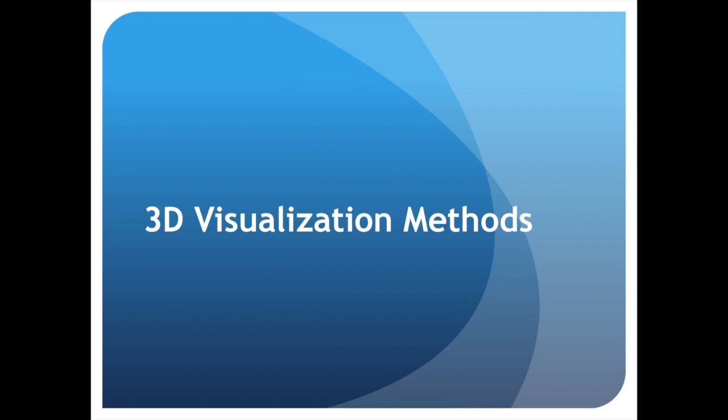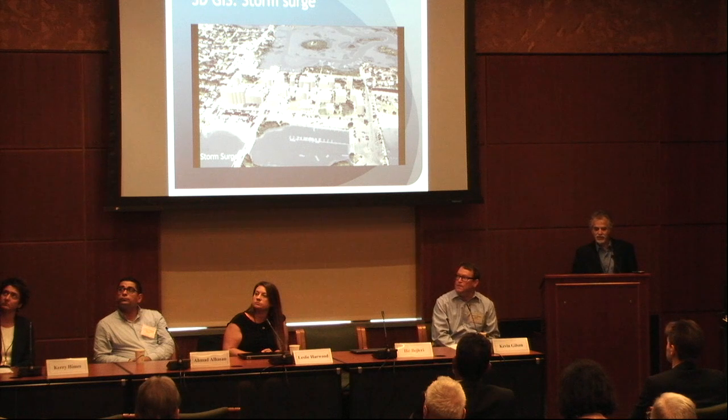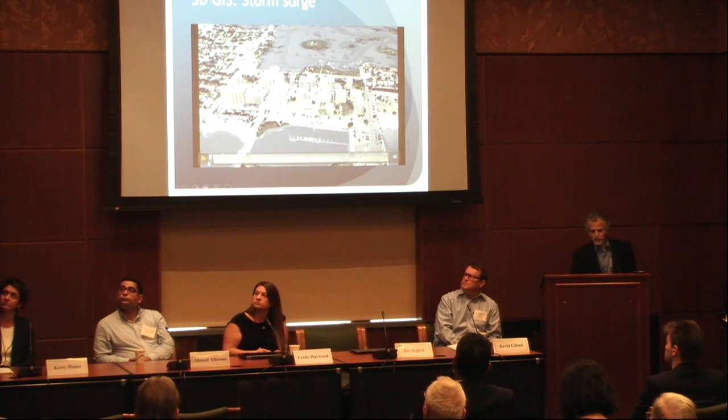Next, we move to the 3D dimension. We started with 3D GIS. We built a 3D model of the downtown area and the portion where the island gets access. We used LiDAR to build a digital elevation model, created the 3D topography, and then draped the satellite image on top of it. The 3D model is a simple extrusion of buildings, and then we layered the transparent flood on top of it. And then based on that, we developed a simple simulation of a storm surge.